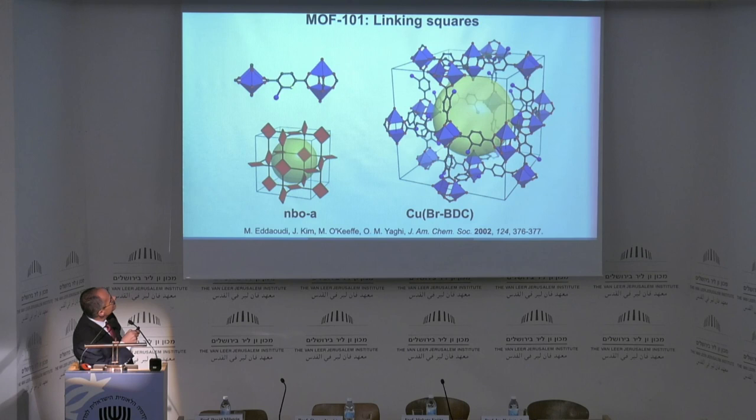Now notice that you can use a sophistication of organic chemistry. If you put a bromo functionality here, that turns the carboxylates at 90 degrees to each other, and therefore turns these clusters, which are squares, at 90 degrees to each other. And so you get what we call the NBO net.